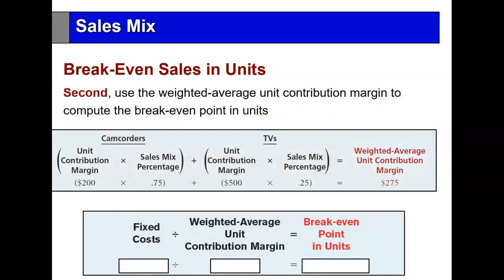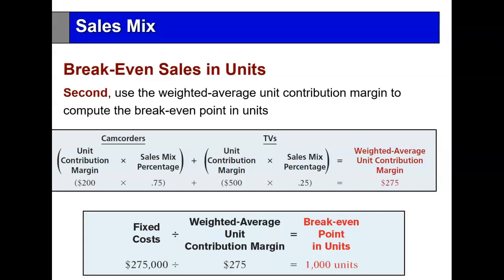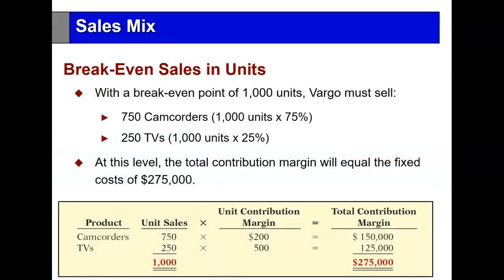So now, if I want to determine the break-even in units, which I do here because I'm using the unit contribution margin, I simply take the fixed cost and divide by the weighted average contribution margin per unit, and I get 1,000 units. Now that's 1,000 camcorders and televisions. But I know that of the units I sell, 75% are camcorders and 25% are televisions.